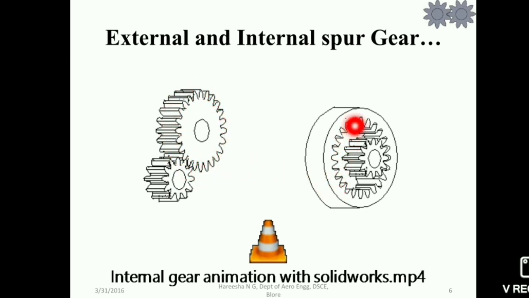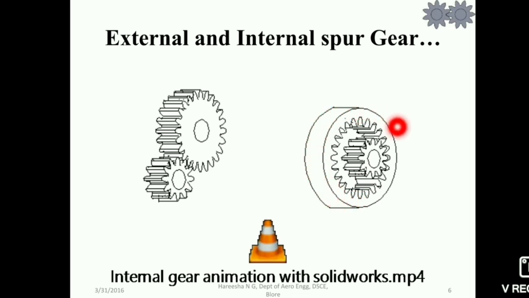When you come to the internal gearing system, for the namesake we can tell this is the driver gear. Driver means the gear to which you give the power, and this is the driven gear. Driven means the gear which is rotated by it. So if the driver is rotating in the clockwise direction, then the driven will also be rotating in the clockwise direction. That means both the gears will be rotating in the same direction in the case of internal gearing.